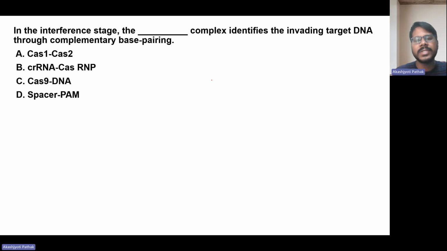So the CRISPR RNA was transcribed from the CRISPR array, which was present in the genome of the bacteria. This entire CRISPR array is transcribed as a single unit, and then this is processed to form the CRISPR RNA. This CRISPR RNA and the Cas protein form a ribonucleoprotein complex. Okay, so the answer is option B.